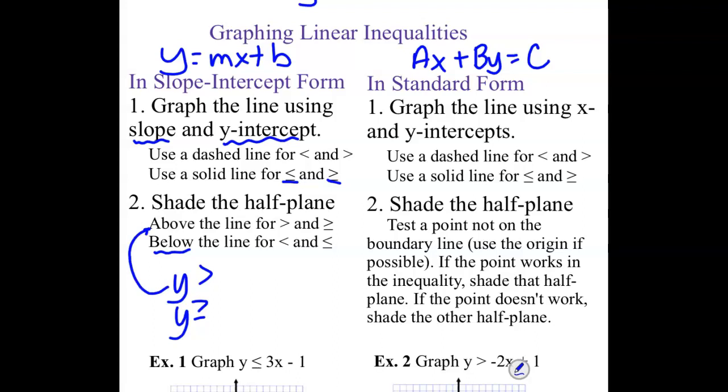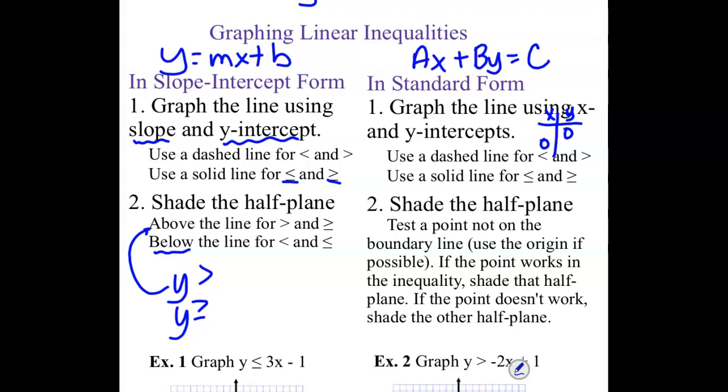If we are in standard form, we cannot identify slope and y-intercept just by looking at the equation. So instead, we're going to make our t-chart and find our x and y-intercepts. We graphed this way earlier in this chapter. Same thing applies for solid and dotted lines.